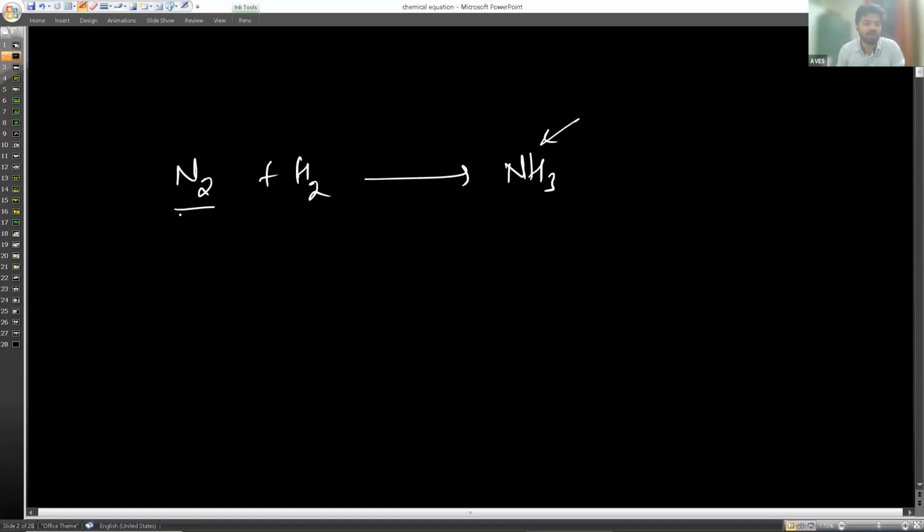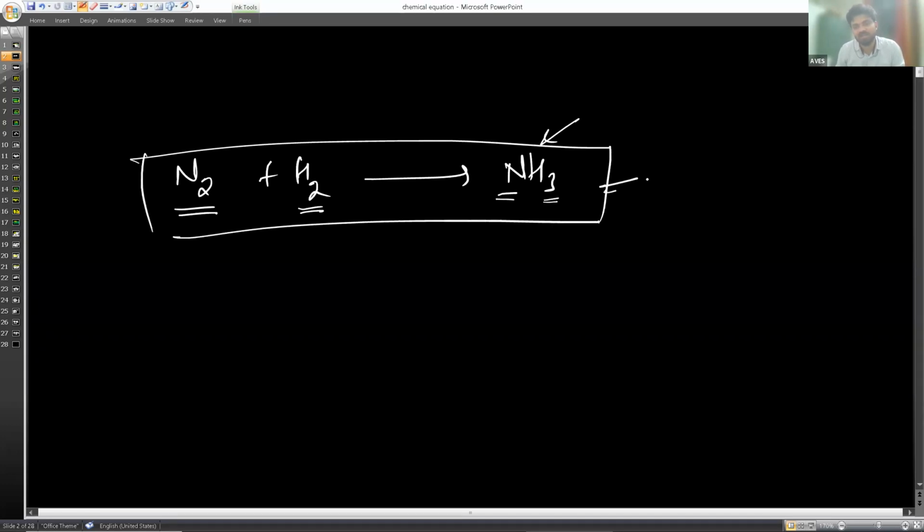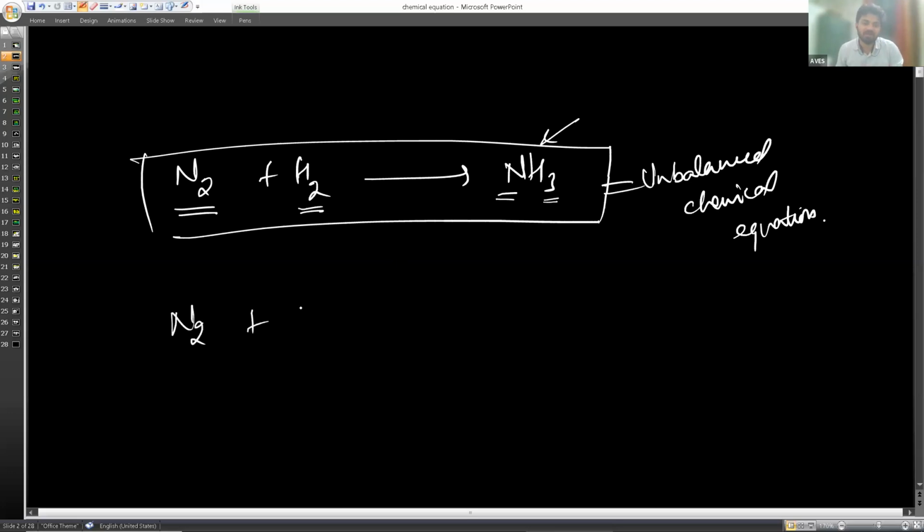You will check that there are two nitrogen atoms on one side, one nitrogen atom on the other. There are two hydrogen atoms, and three hydrogen atoms. One atom of hydrogen has been created and one atom of nitrogen destroyed, which is not possible. So this is an unbalanced chemical equation. Understood? If I write N2 plus H2 gives NH3, we will learn today how to balance a chemical equation.